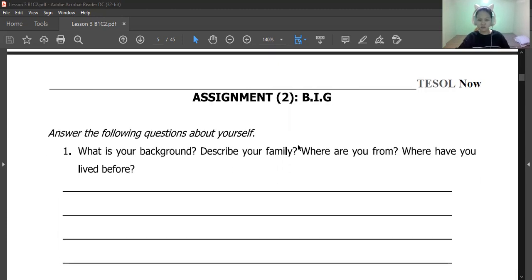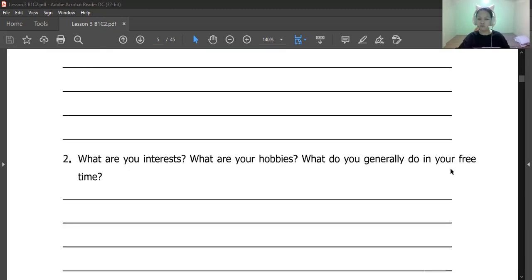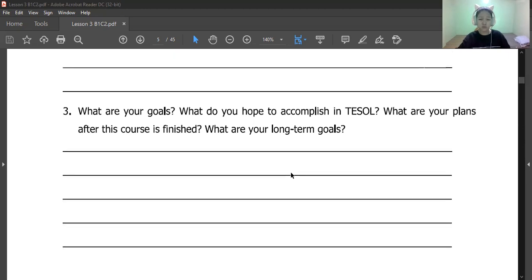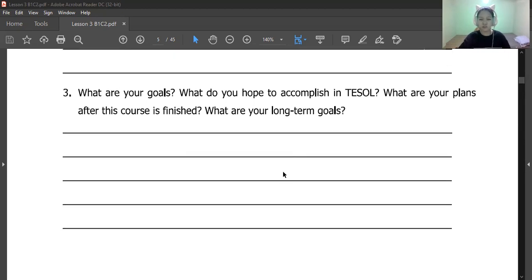So what's your background? Describe your family. Where are you from? Where have you lived before? What are your interests? What are your hobbies? What do you generally do in your free time? So what are your goals? What do you want to accomplish? What are your plans after, etc.? So these are just examples.